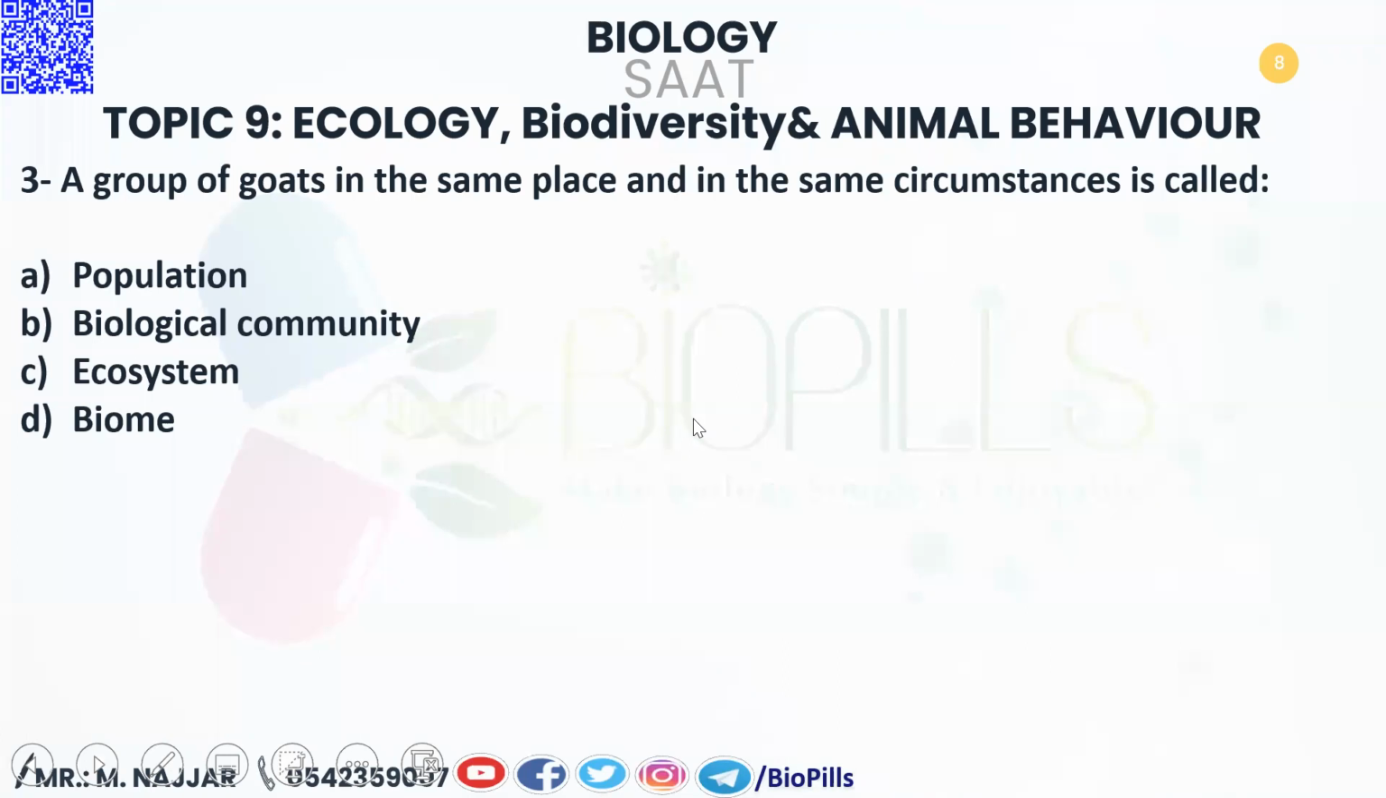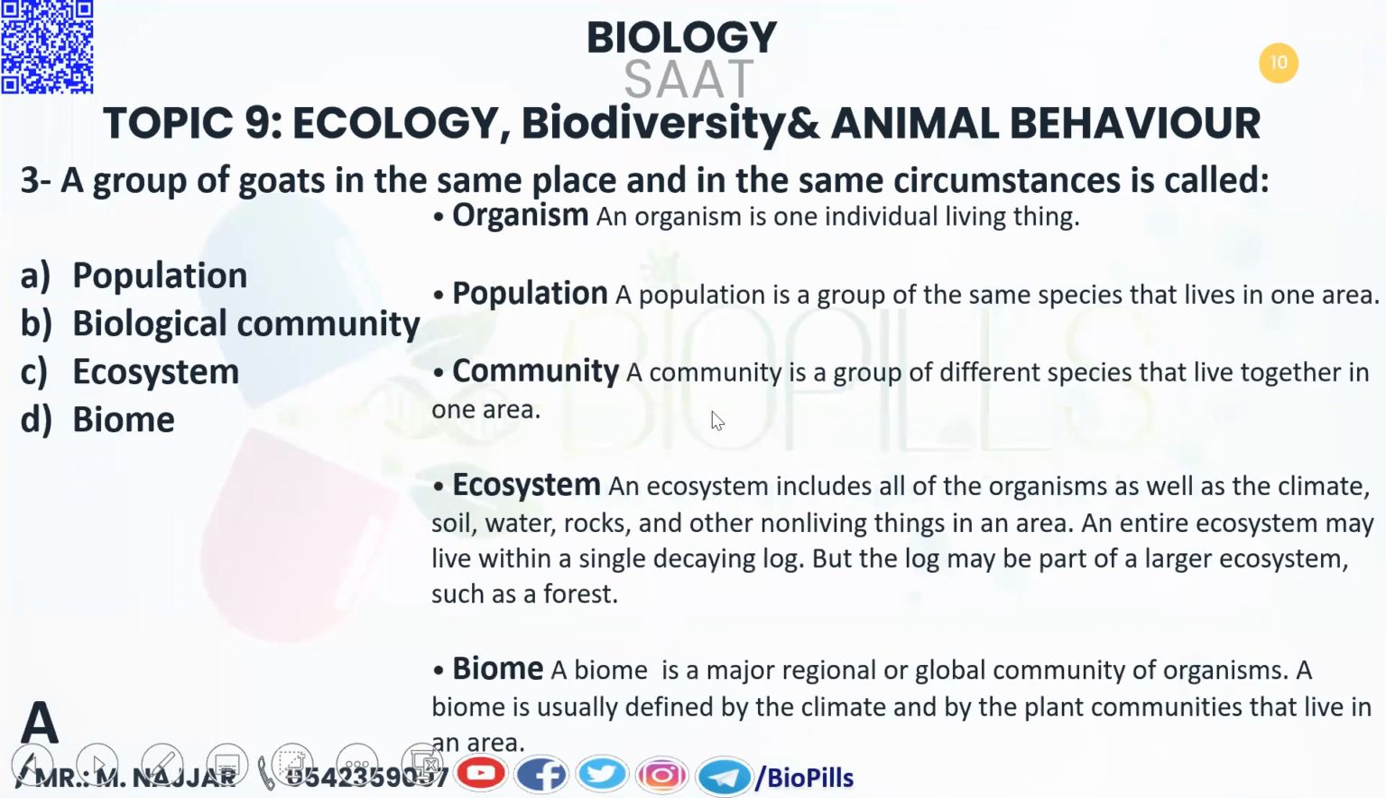And if I take it a little bit deeper in order to differentiate between the different levels of organization, first of all we start with the smallest basic unit, which is the organism. An organism is one individual living thing. A group of individual living things of the same species that live together in a particular area at the same time is a population.